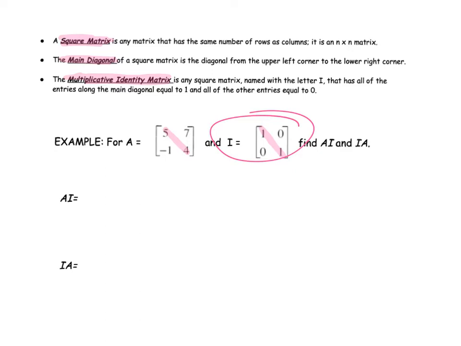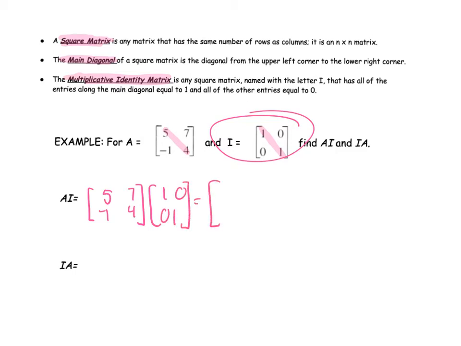anytime I multiply any 2 by 2 matrix by this identity matrix, I'm going to get my matrix back. So for example, we're going to try that. I'm going to take my 5, -1, 7, and 4 and multiply it by my identity matrix.